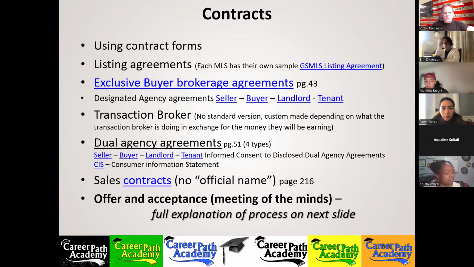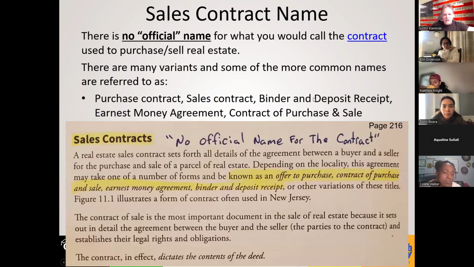All right, so we use contract forms that are approved. We have listing agreements. We have exclusive buyer brokerage agreements, designated agency agreements, transaction broker agreements, dual agency agreements. The sales contract doesn't have an official name. You could call it a sales contract while someone else calls it a purchase contract. Well, someone else calls it a purchase and sale contract, or someone else calls it a binder and deposit receipt, or a contract of purchase and sale, or an earnest money agreement. It don't matter what you call it. There's no official name for the contract.